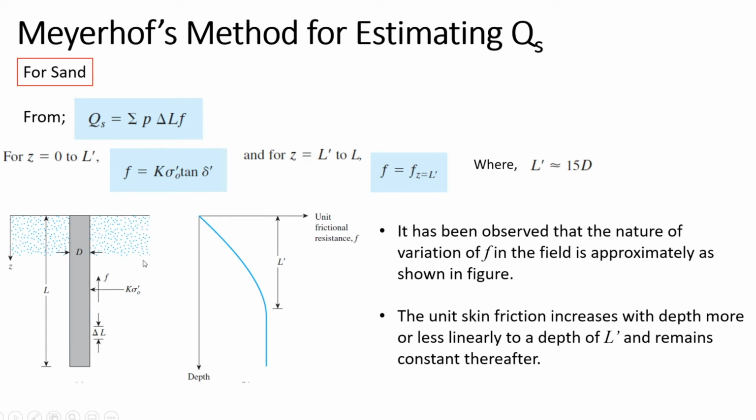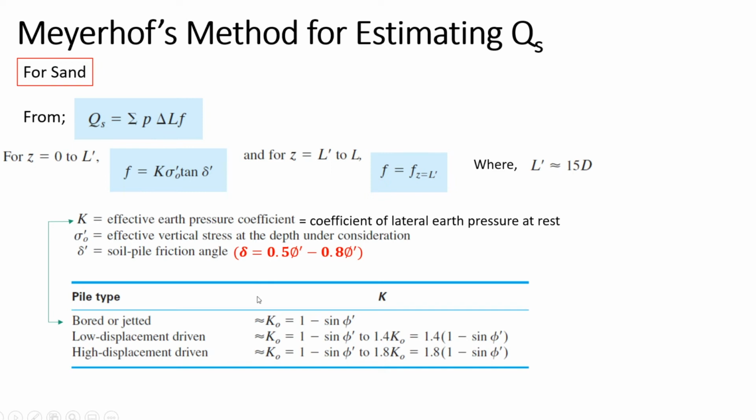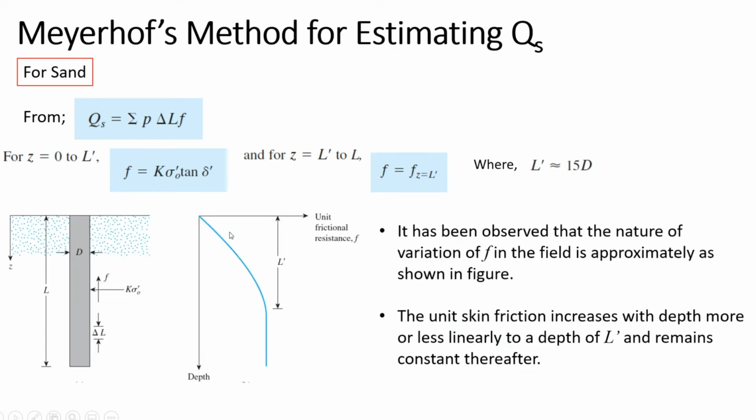So you can see that the friction between the pile and the soil here will increase. The unit skin friction will increase with depth, more or less linearly, to a depth of L prime. L prime is a critical length, and it will remain constant after L prime. So we need to determine what L prime is here. You can see that L prime is roughly equivalent to 50 D, where D is the diameter of the pile.